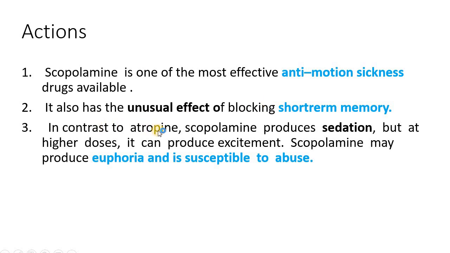In contrast to atropine, scopolamine produces sedation, but at a higher dose, it can produce excitement. Scopolamine may produce euphoria and is susceptible to abuse. So scopolamine has some abusive effect and it causes sedation. But if you give a higher dose, it can cause excitement. So euphoria, it's quite similar to the effects of antidepressants. So the actions of scopolamine are three main actions: anti-motion sickness, blocking short-term memory, and an antidepressant effect.